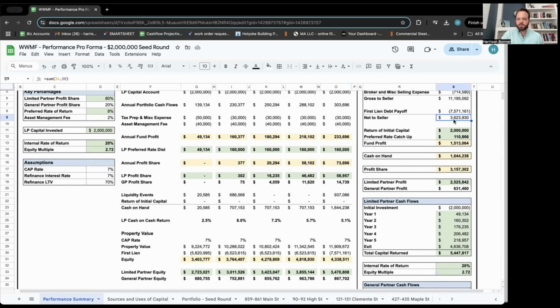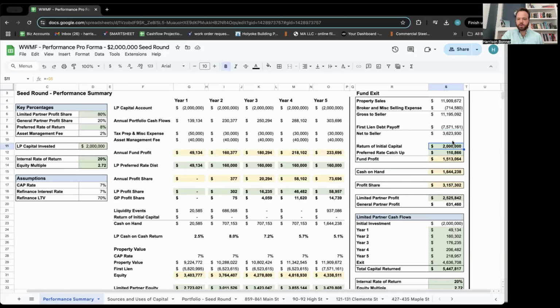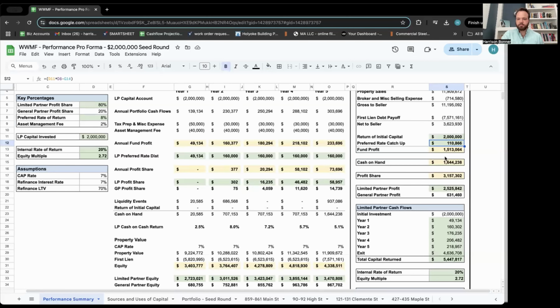And then from this 3.6 million in net to seller, we will return initial capital first. So return the 2 million back to the limited partner fund investors. We have that preferred rate catch up. As I mentioned here, we were short in year one for the preferred rate of return. So we're catching that up here to make sure that first 8% is met. And then we have a total fund profit of 1.5 million.